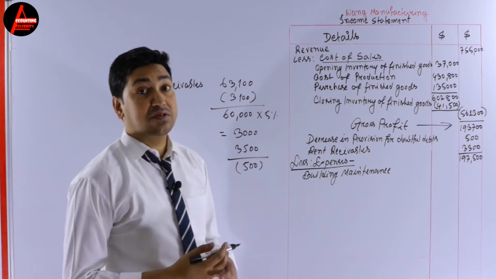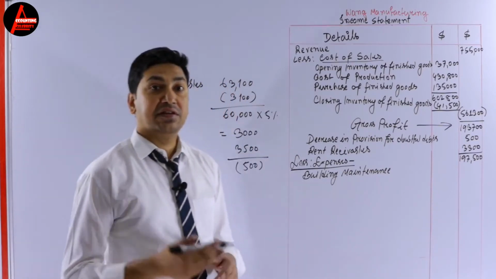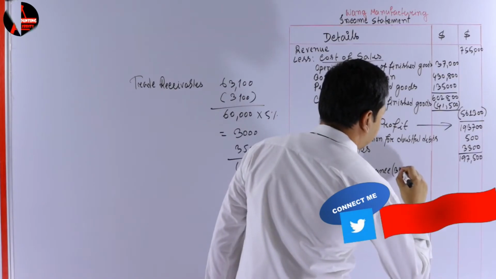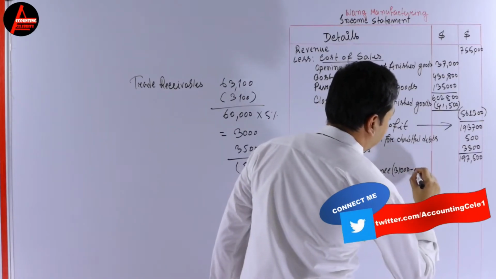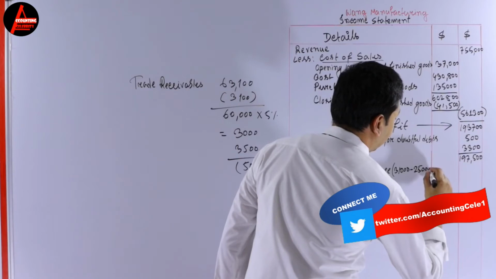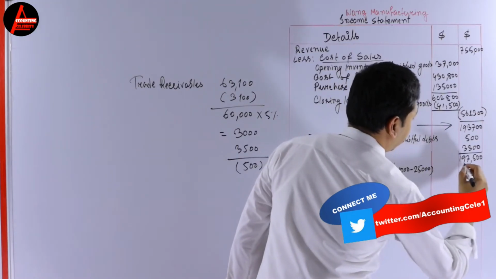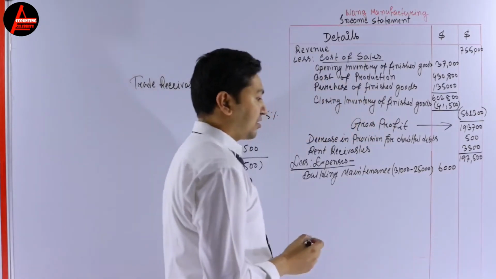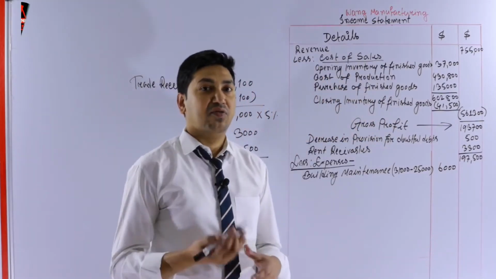Okay, so what is the price for building maintenance? Building maintenance is here $31,000. From this value, already $25,000 is taken. So now we have to write here $6,000, if we subtract.